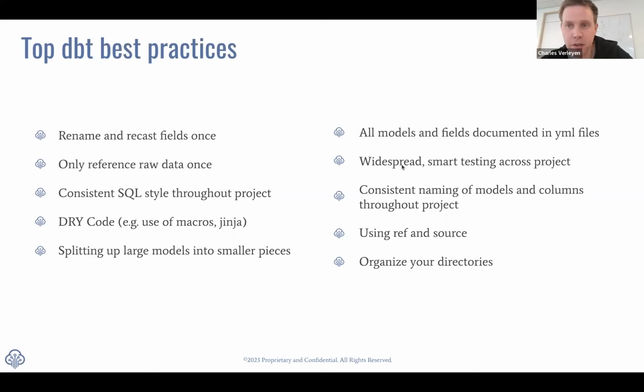You should also, of course, widely adopt testing your models. Naming convention is very important. If you're working on a big data project, it's a nightmare if you don't have clear naming conventions used by everyone. You can also enforce those naming conventions through continuous integration pipelines, which we'll discuss later on. Using ref and source, that's quite obvious. You don't want to hard code table IDs. By using ref and source, dbt automatically manages the context and the table IDs for you.